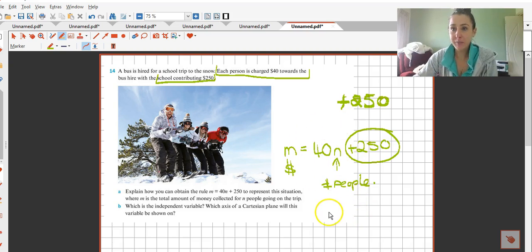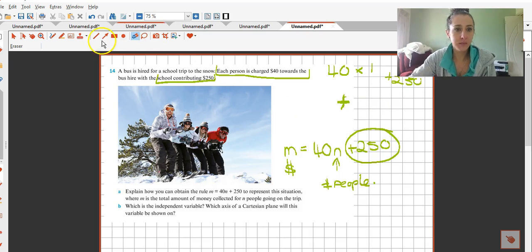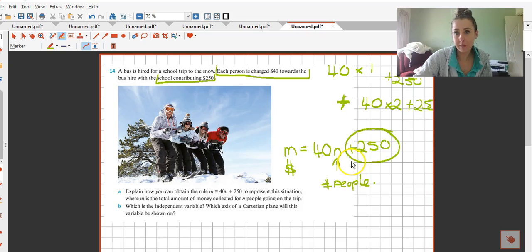40N, where does that come from? That's this for each person charged. Each person that goes, they're going to be charged the $40. So 40 is going to be multiplied by how many people go. So it's going to be, for example, 40 times 1 if one person goes, plus our 250 that the school's giving us. So two people decide to go. So two people are going. So it would be $40 times 2 plus that 250 the school's giving us. So that's how they get that 40 times N.